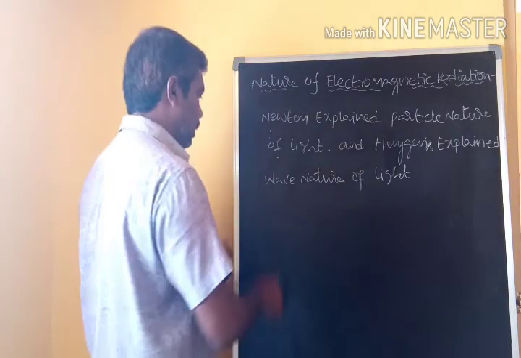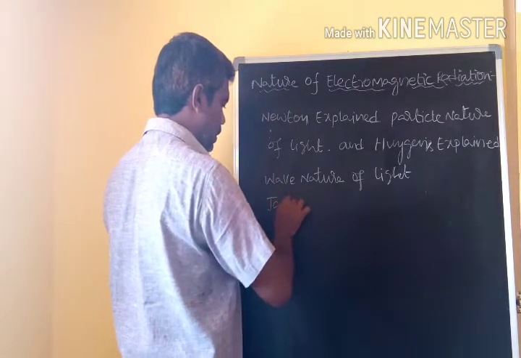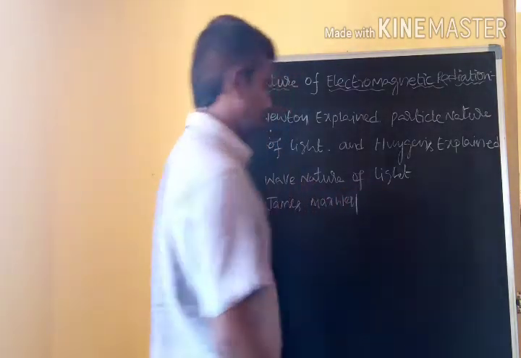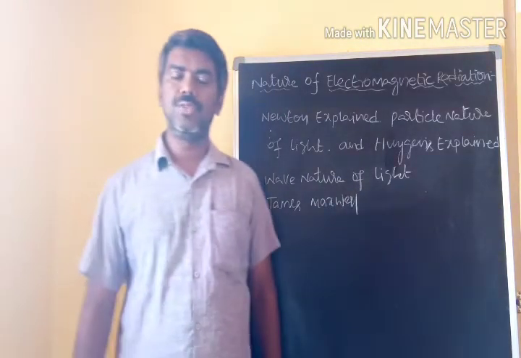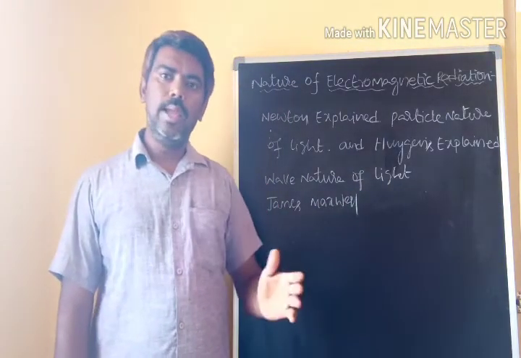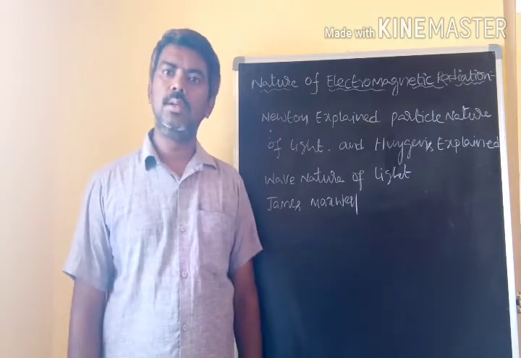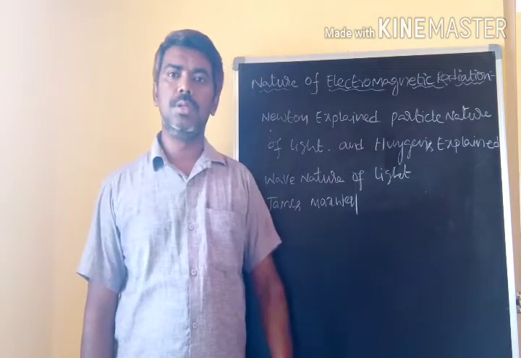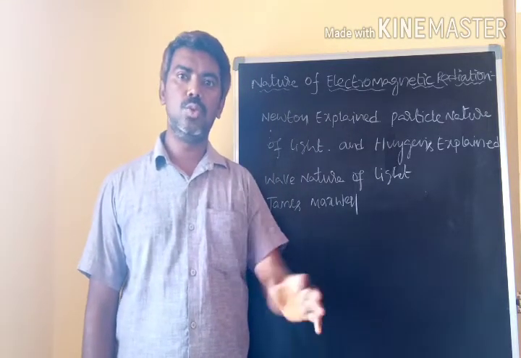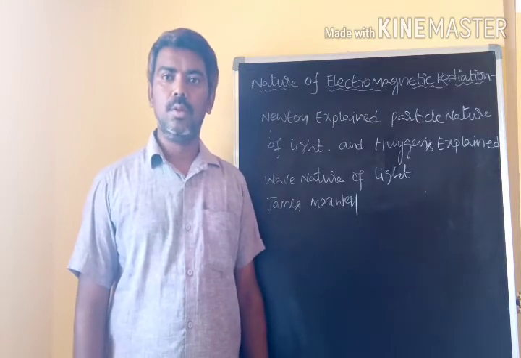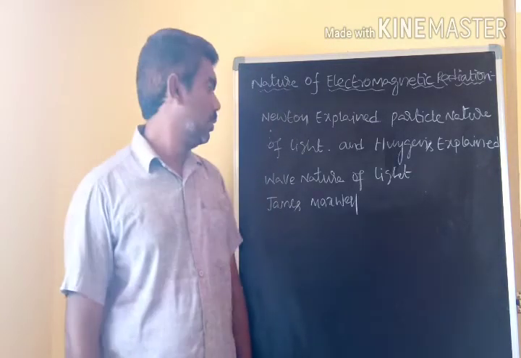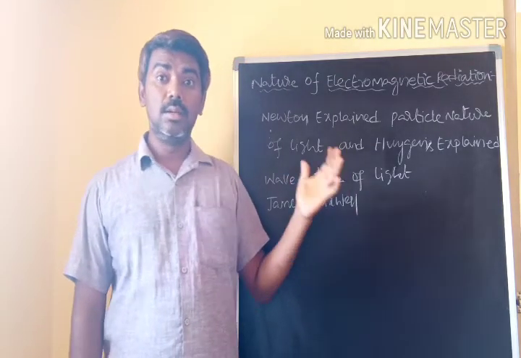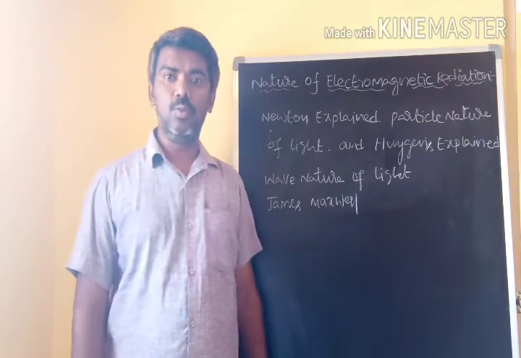Based on these concepts, James Maxwell explained that light as well as other forms of energy are propagated in space through a waveform. Light and other forms of energy can radiate. The radiant energies are transmitted in the form of a wave.